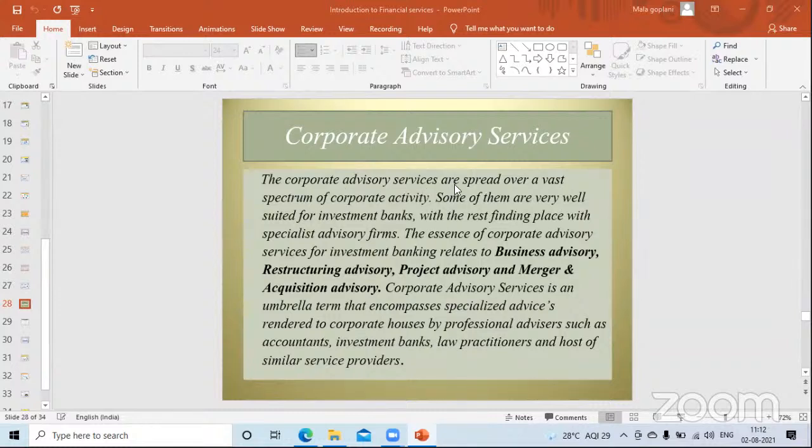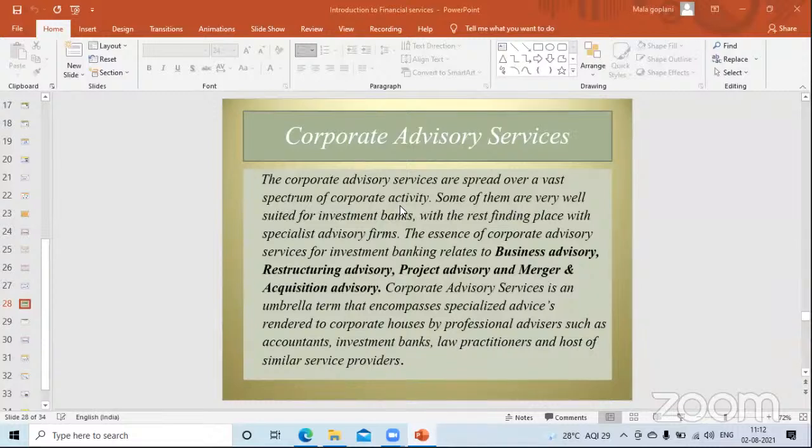The corporate advisory services are spread over a vast spectrum of corporate activity, because see, corporate, so you can imagine how many activities must be there. Therefore, there are vast number of activities. Therefore, because corporate activities are wide, therefore corporate advisory services are also huge in nature.